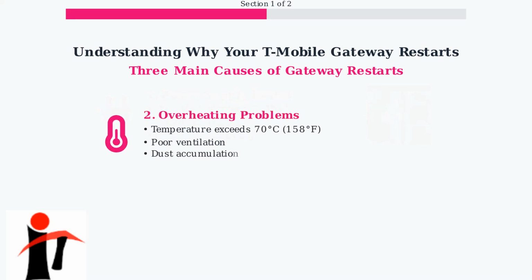Overheating is the second major cause. Gateways automatically restart when internal temperature exceeds 70 degrees Celsius or 158 degrees Fahrenheit. This happens due to poor ventilation or dust-blocking cooling systems.